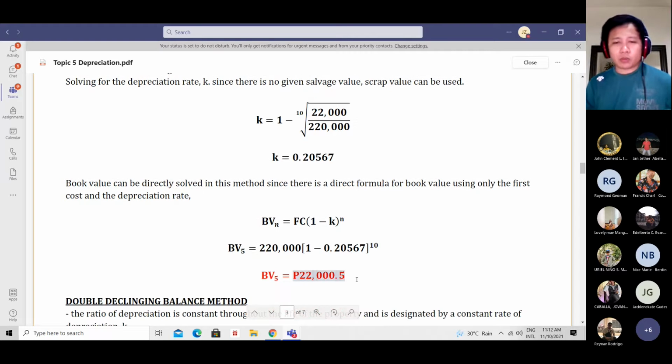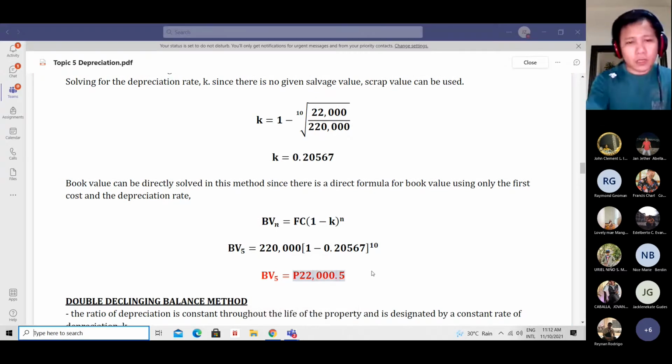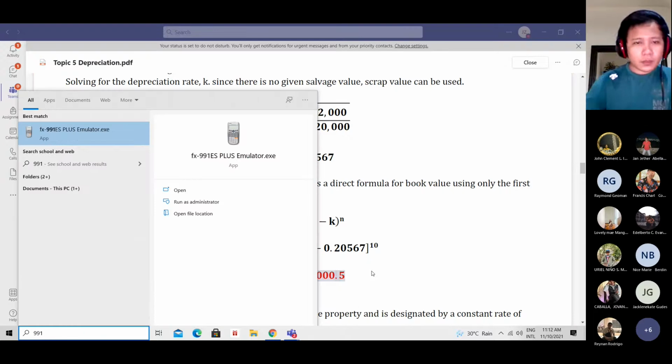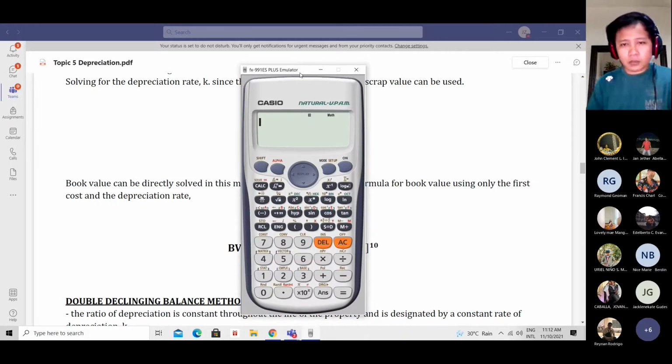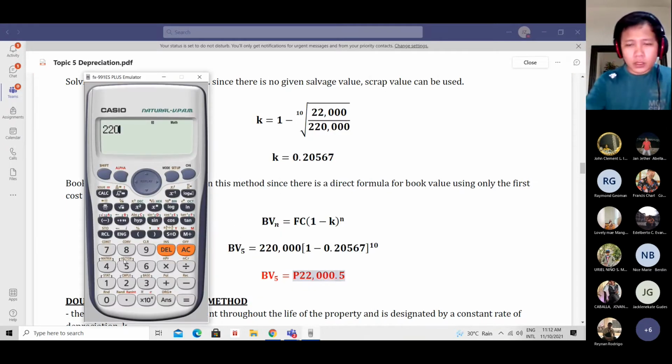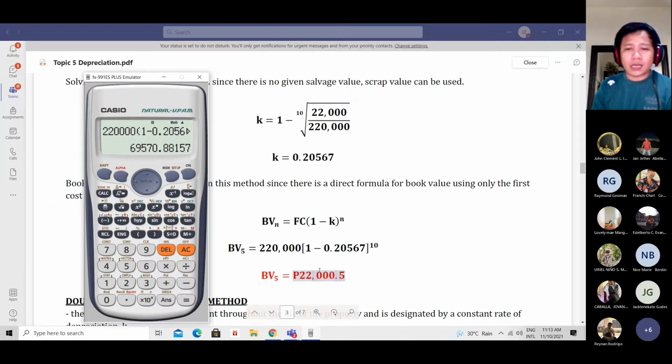So the answer should not be 22,000. So the answer should be, let's solve it, you have 220,000 times 1 minus 0.20567, to the power of 5 only. So supposedly, this is the answer. This will be the book value after 5 years, 69,570.